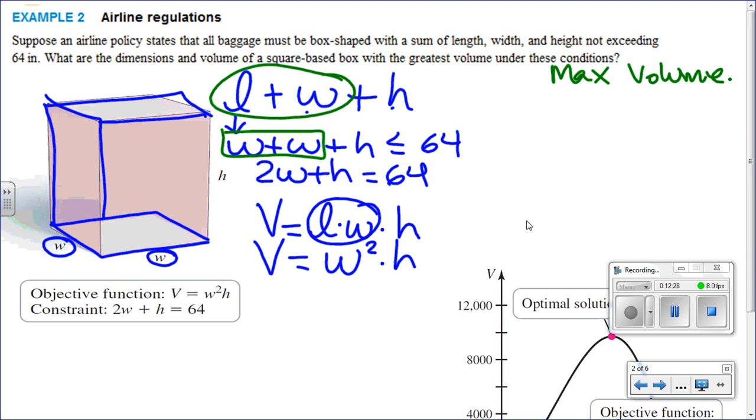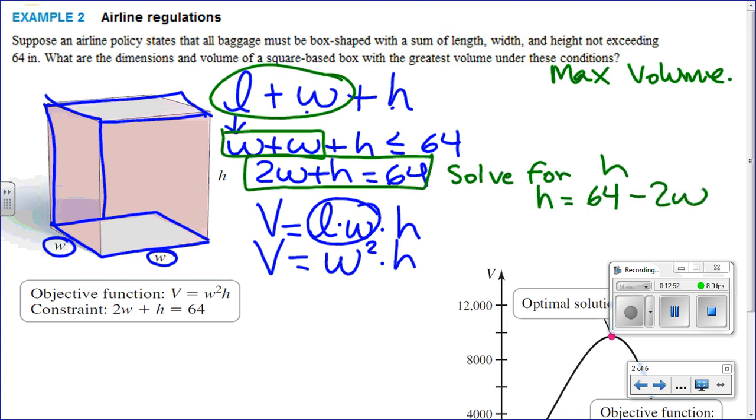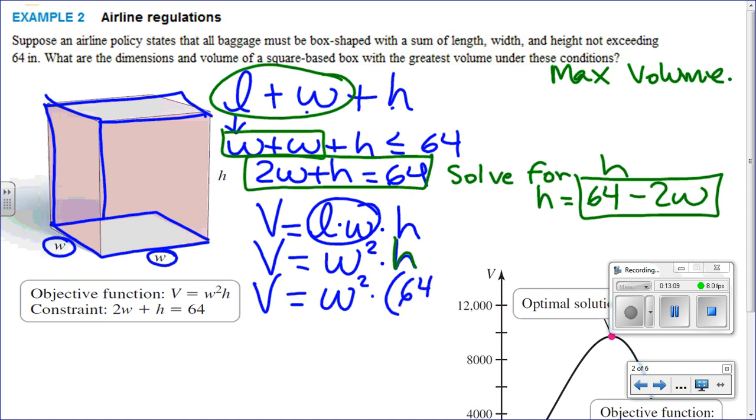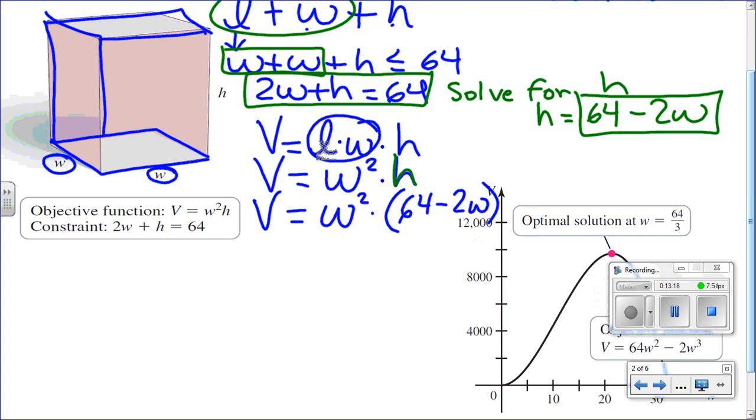So first we want to use one variable. Similar to what we did in example 1, we're going to take this equation, and this one is easier because it's just linear, and solve for h. That would be h equals 64 minus 2w. Then we substitute that expression for h, so the volume is the width squared times 64 minus 2w. Now we distribute the w squared, and that becomes 64w squared minus 2w to the third power.